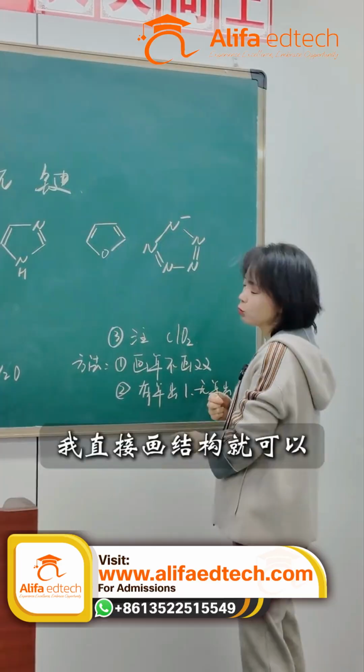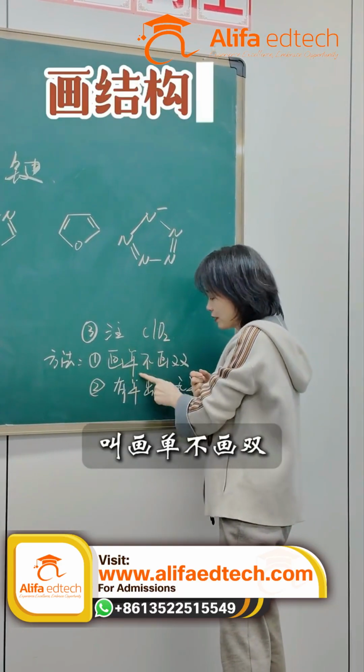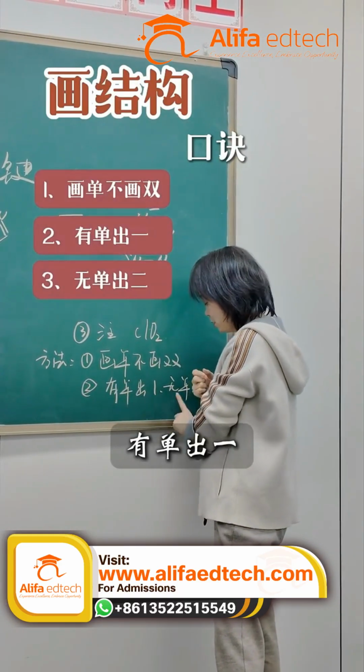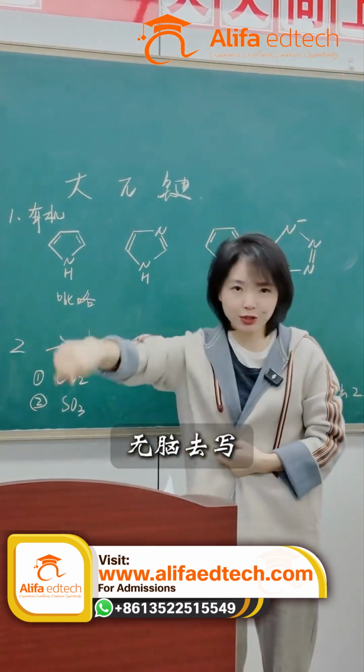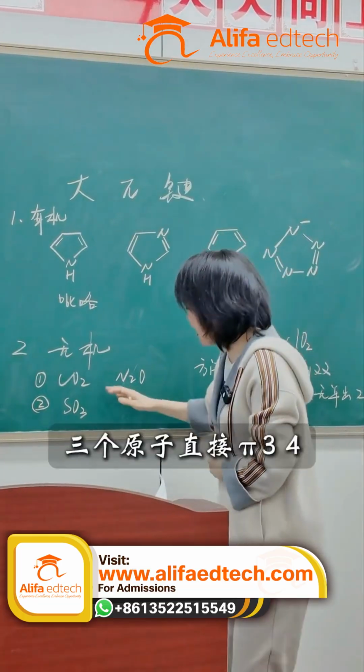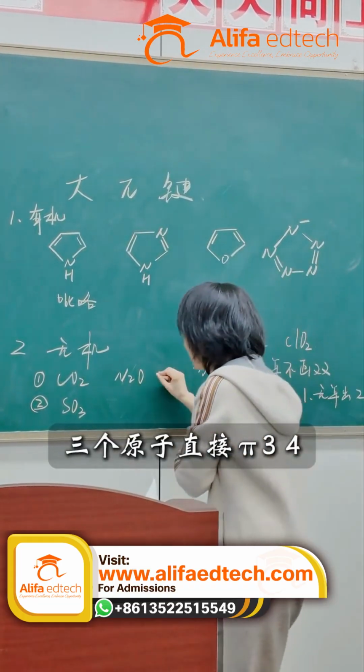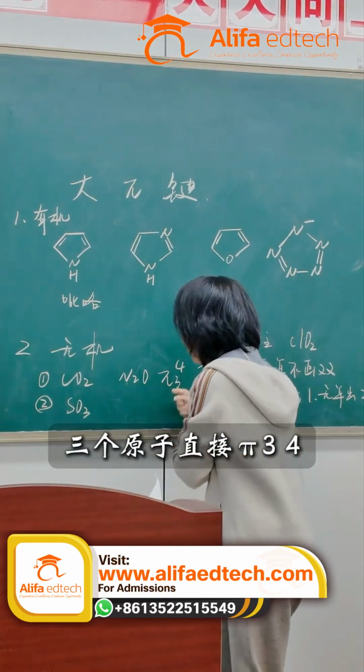How to draw electromagnetic fields using the proper method. Drawing electron magnetism is actually simple. I can draw the structure directly. How do we draw it? Draw singles, not doubles. Single divide 1, no single divide 2.